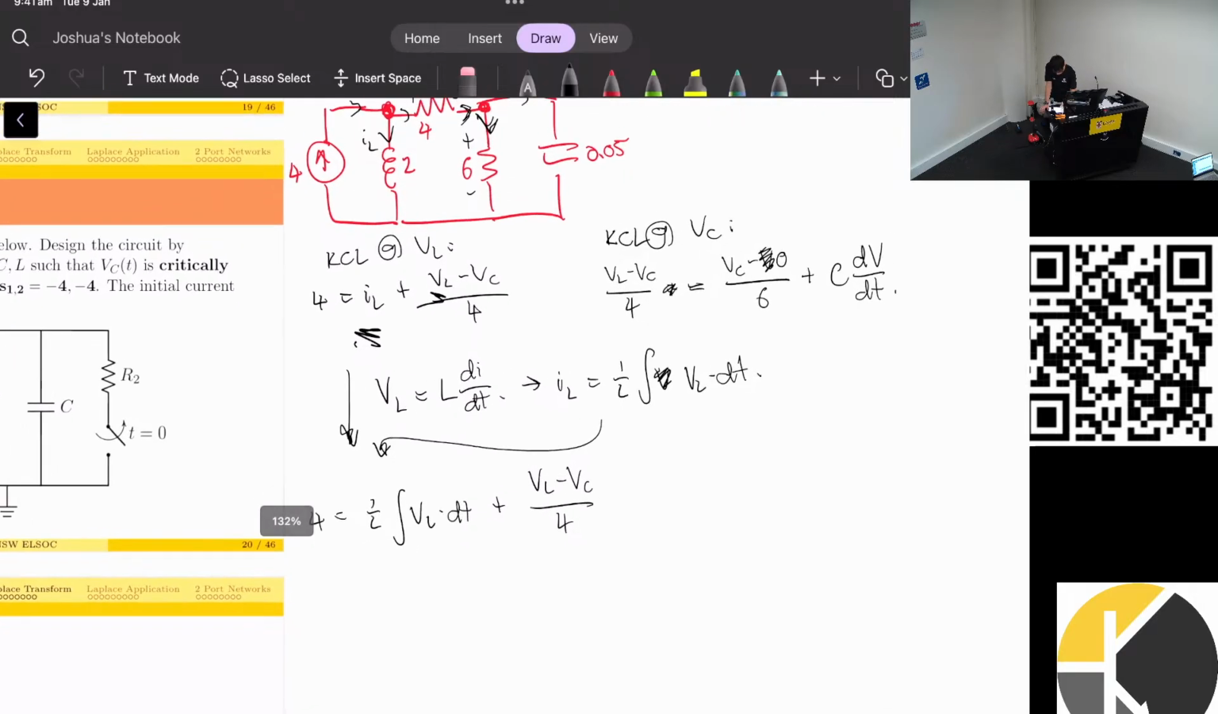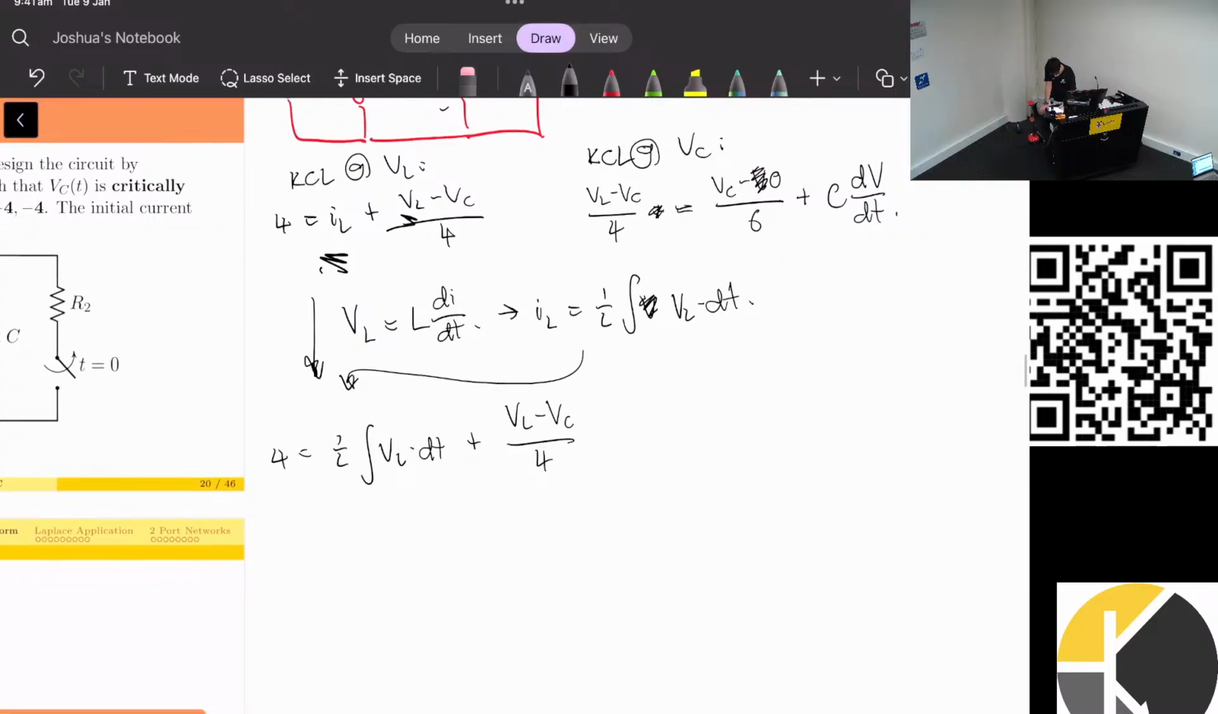Yeah, cool. So now I need to sub out these VLs. To sub out the VLs, I'm going to use my second equation. So I'll rearrange for VL. So I'm going to move this VC term to the other side.